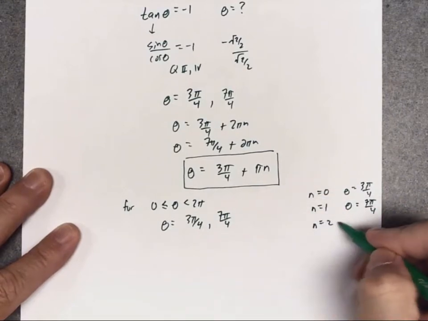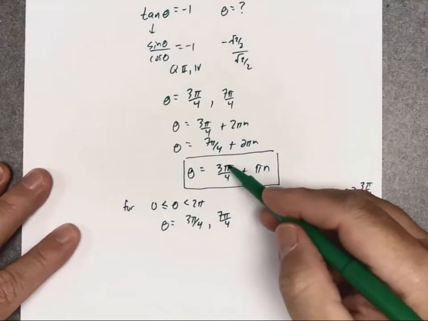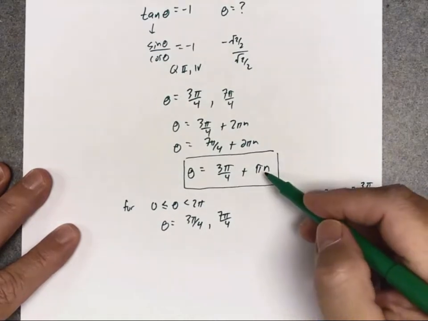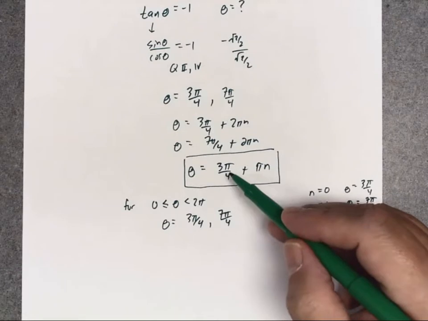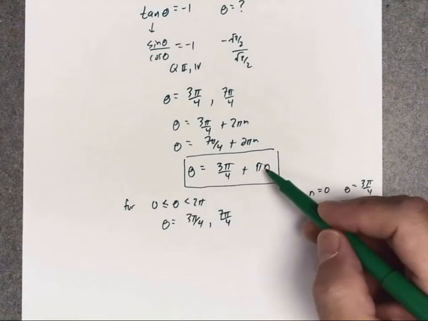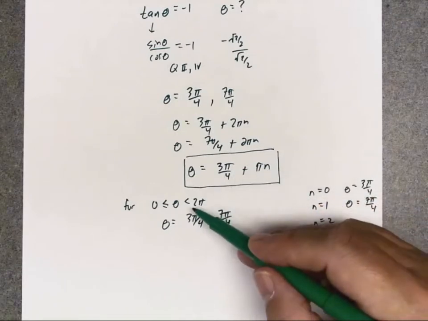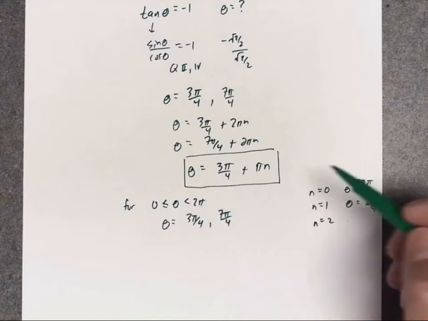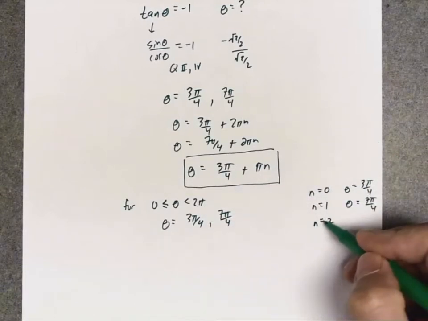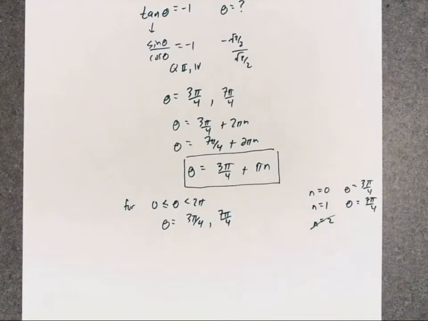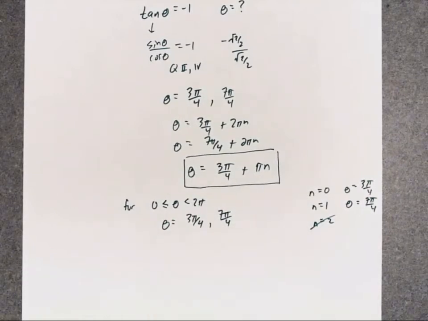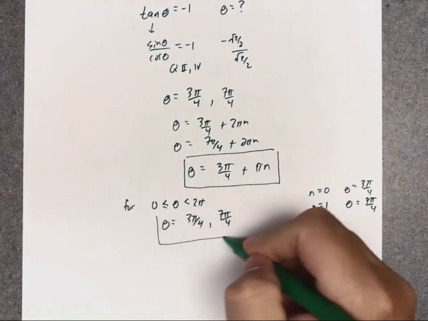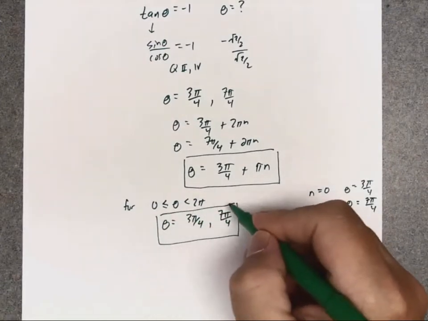If I make n equal to 2, 3 pi over 4 plus 2 pi, well, you can sort of see if I'm adding a positive angle to 2 pi, obviously it's going to be larger than 2 pi, so I don't even have to actually do the math. I can just stop and say it's not going to be a solution within my limits. So here's the specific solution.